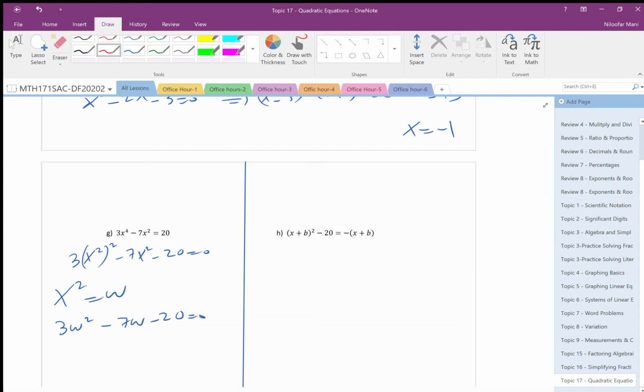Now I am looking for two numbers. If I multiply them minus 20, if I add them minus 7. I need, minus 60, and when I add them minus 7. Okay, so let me think. I need minus 60 and minus 7. So okay, I have to think.